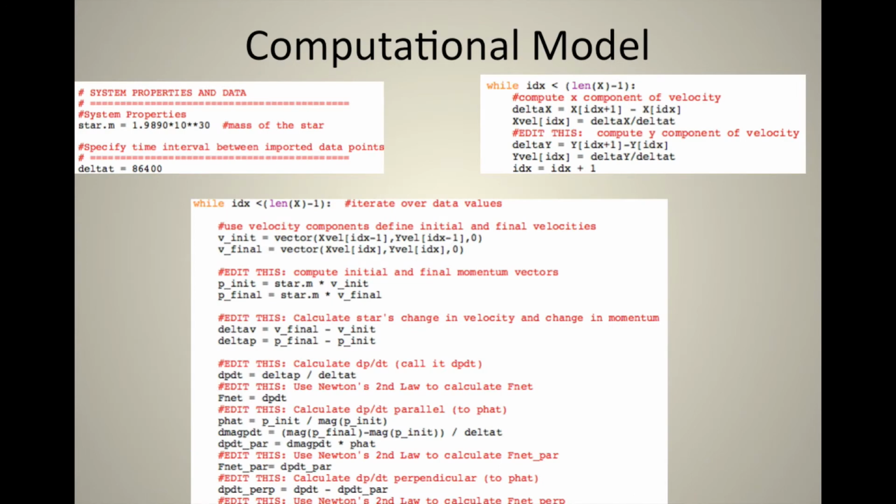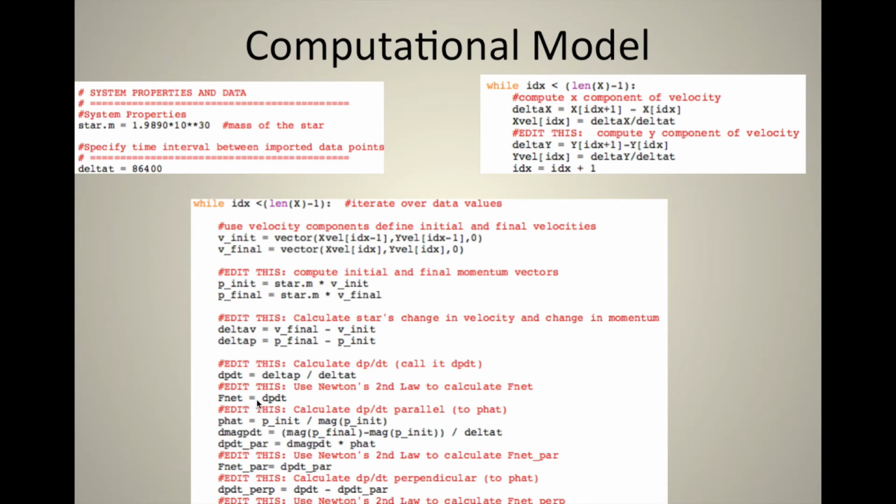These are the important bits of code used in our computational model. Our 2 given values, the mass of the star and delta T, are placed in the system properties and data here. These 2 loops are necessary to do the data analysis that I explained to you in the previous slide. The smaller loop calculates the velocity of the star at a given point by subtracting 2 adjacent position values. This larger loop finds F net parallel and F net perpendicular.